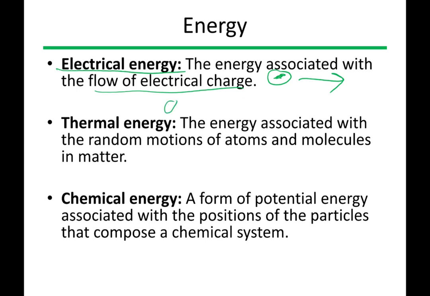Or we can have electrical potential energy if we have two charges that want to move but are prevented one way or another. Thermal energy is energy associated with random motions of atoms and molecules. So this is a type of kinetic energy, again associated with random motion. And chemical energy is another form of potential energy that we'll talk about.